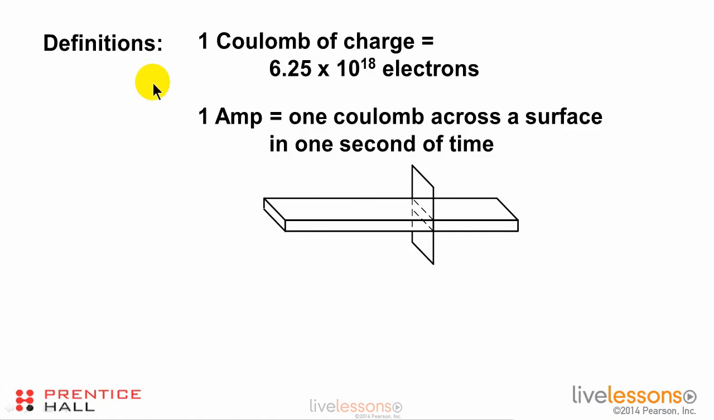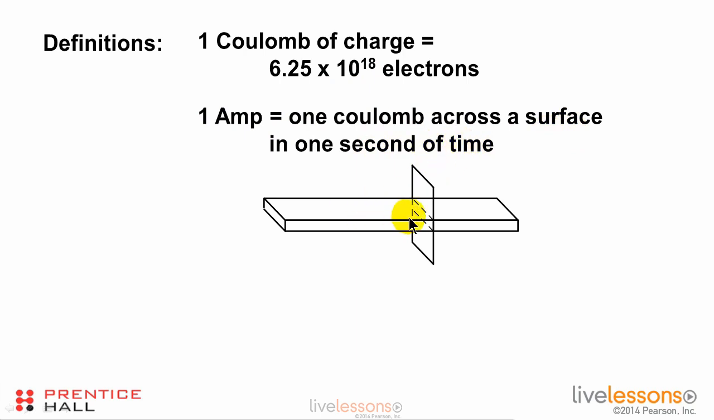Now, let's go through a couple of definitions. First, the definition of charge. 1 coulomb of charge is the amount of charge that's contained on 6.25 times 10 to the 18th electrons. That's a lot of electrons. And 1 amp is 1 coulomb of charge flowing across a surface in 1 second of time.